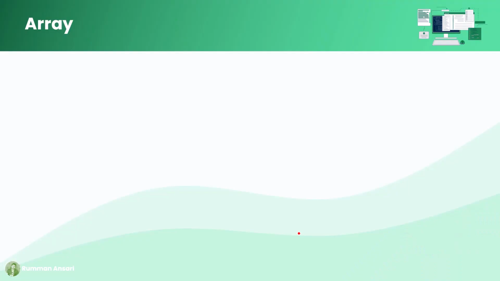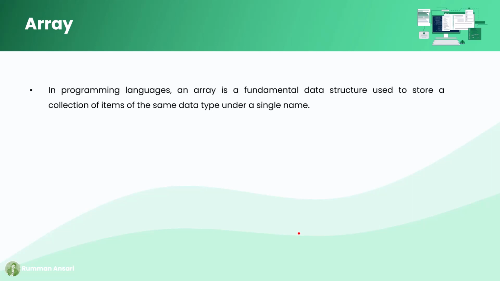So in our real world we have different types of programming languages, and based on the programming language the implementation of the array can be different. But let's understand what an array is in programming language. In programming language, an array is a fundamental data structure. Okay, so this is the data structure used to store a collection of items.